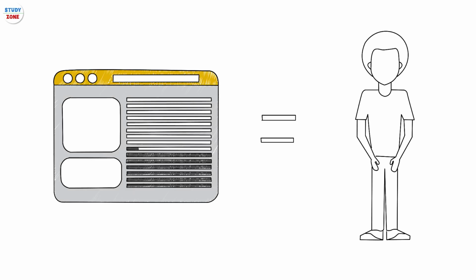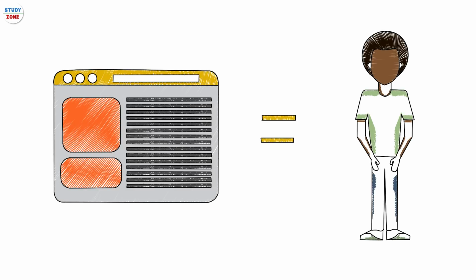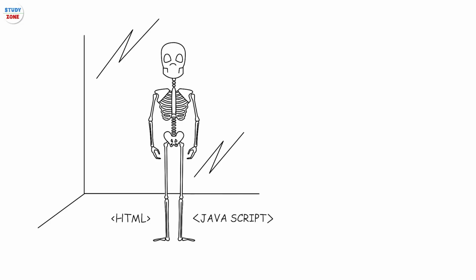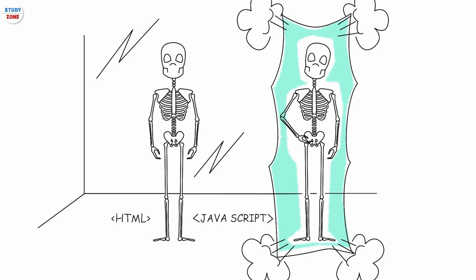A web page can be considered as a human body, which has three important elements. The first one is HTML. It is the skeleton and body parts of a web page. Second is the JavaScript, the soul which makes it functional.